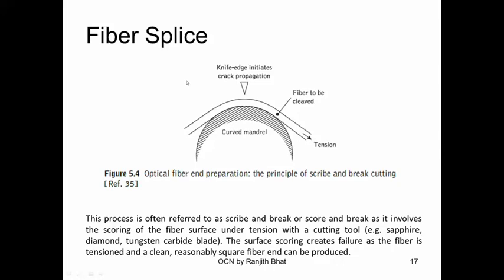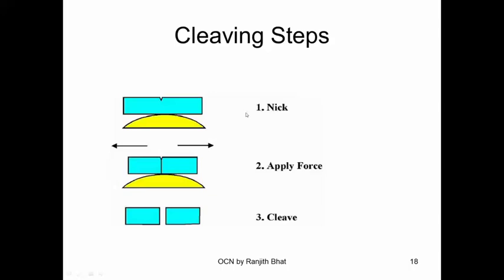Next comes the fiber splice. Splice, in simple terms, is how we are going to cut the fiber with the help of a sharp object. So there is an edge preparation that needs to be done, and then it goes through joining. So splicing is the technique of cutting a fiber so that we can have a join there. The optical fiber end preparation is where you have a mandrel and a rounded arrangement, and the fiber is bent in such a way that the knife edge initiates the crack propagation so that it can break evenly.